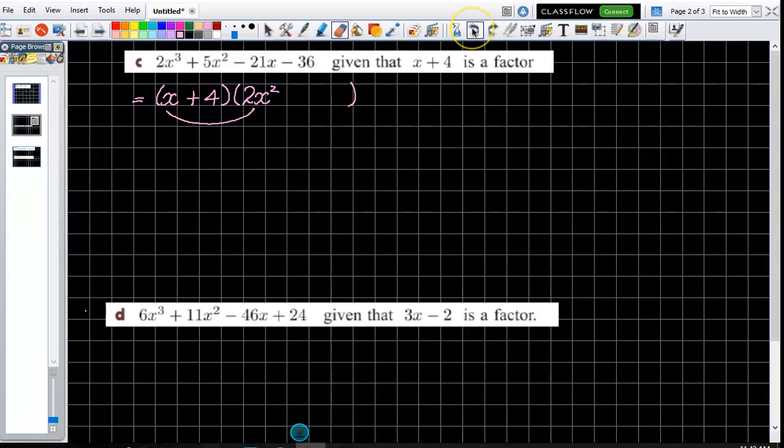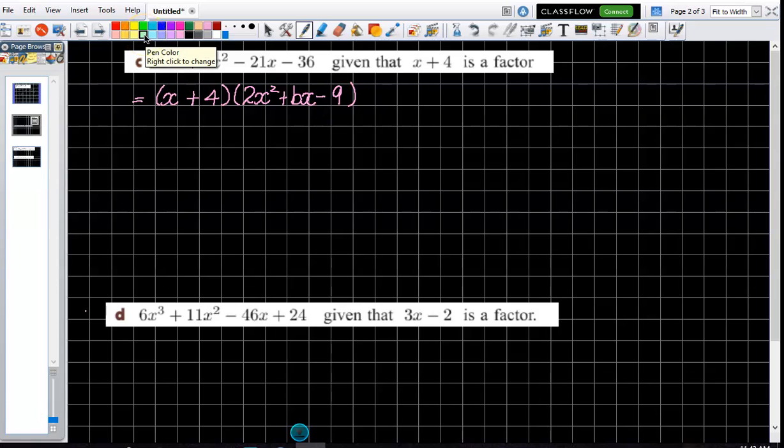Same old now. We then go to the constant term. 4 times what gives me negative 36? Negative 9. And all of those teachers from primary school who said, oh, in year 8, you don't need to know your times tables. Rubbish. Okay, and do we know what goes in the middle? We do not know what goes in the middle, so we call it bx. So far, so good?